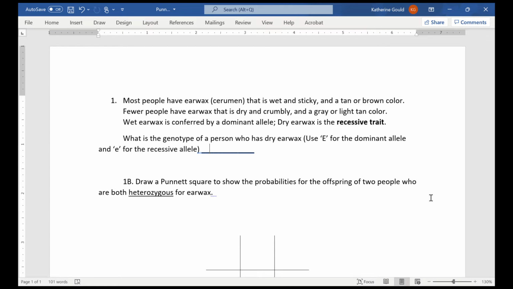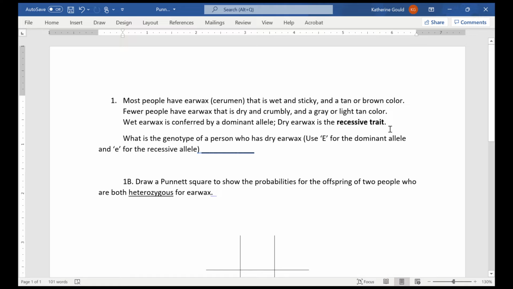So look back at the question and you see dry earwax is the recessive trait. And you remember that in order to have a recessive trait, you have to not have the dominant allele present. Now, this doesn't tell us anything about the kind of dominance for this trait, so we can assume it's simple dominance, just one dominant allele, one recessive allele. It also hasn't said anything about the trait being sex-linked, so we can assume that this is an autosomal trait. So everybody's going to have two copies of it.